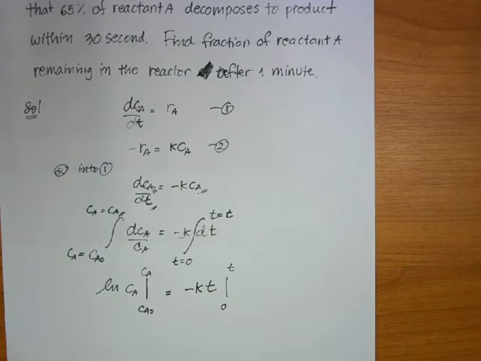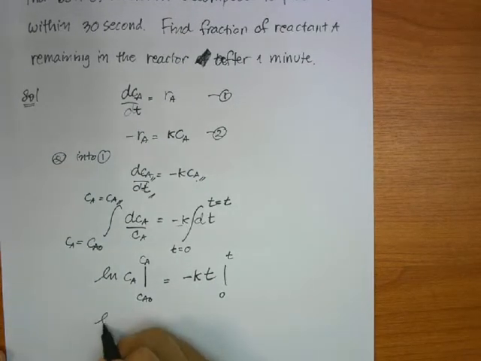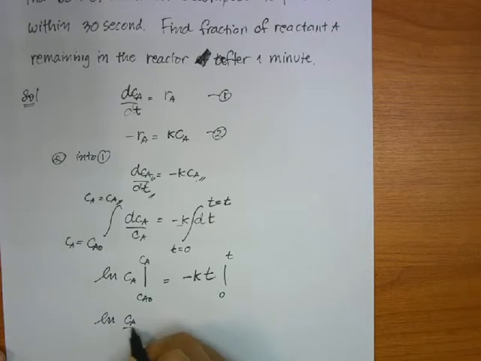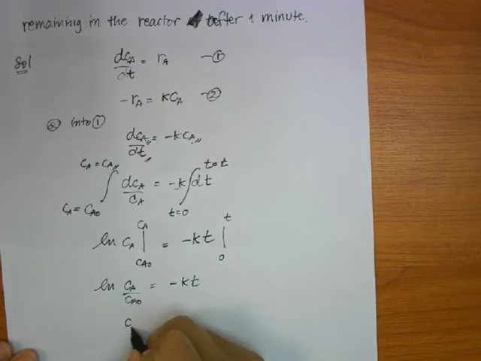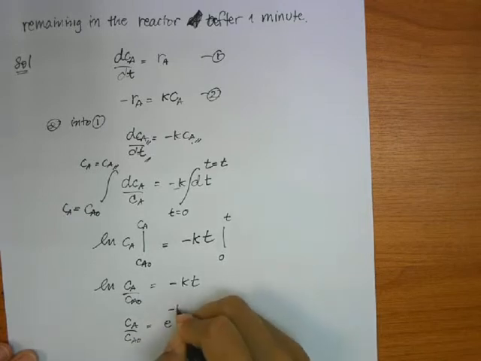And then if you plug the boundaries in, I would get ln CA by CA0 is equal to minus Kt, or CA divided by CA0 is equal to exponential of minus Kt.